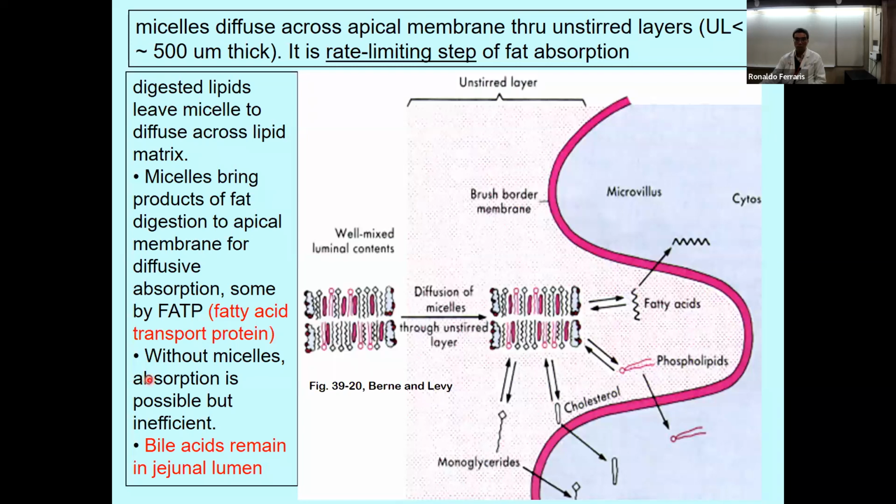Without micelles, absorption is possible but inefficient. And bile acids, as I mentioned, do not get absorbed together with these lipid digestion products. The bile acids are absorbed in the distal ileum with their own specific transporter, because they need to be recycled once their work is done, and that location where they're reabsorbed is found in the ileum.